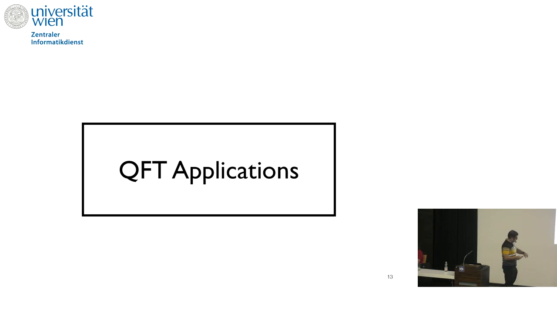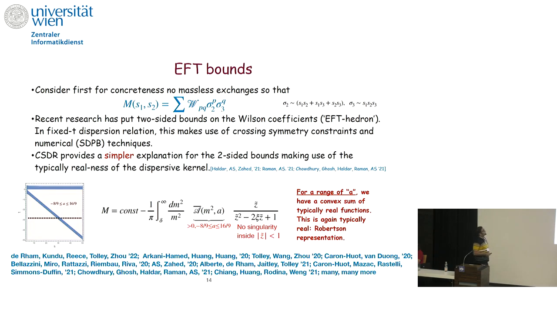So let's discuss some QFT applications. Over the last few years, people have turned their attention to deriving two-sided bounds on Wilson coefficients, which is called the EFT hedron. For concreteness, let's first consider that we do not have massless exchanges. I will talk about massless exchanges in a bit. You can expand your amplitude in terms of Wilson coefficients. Because it's manifestly crossing symmetric, you only see polynomials of sigma 2 and sigma 3 appearing.